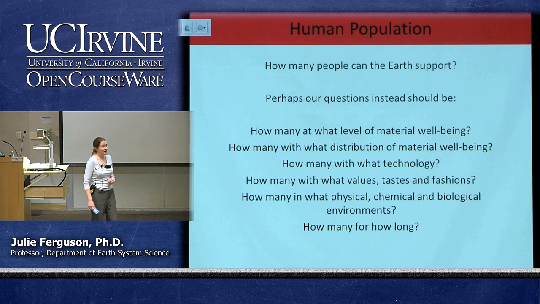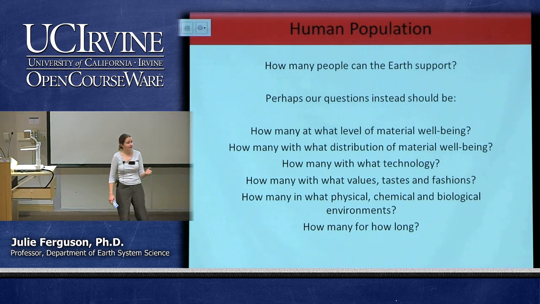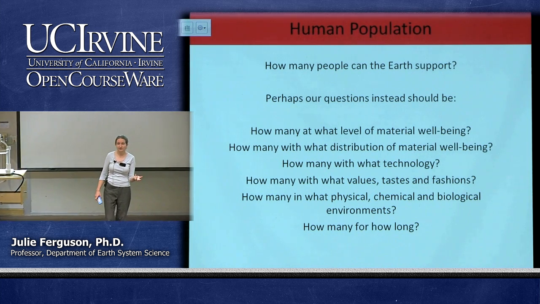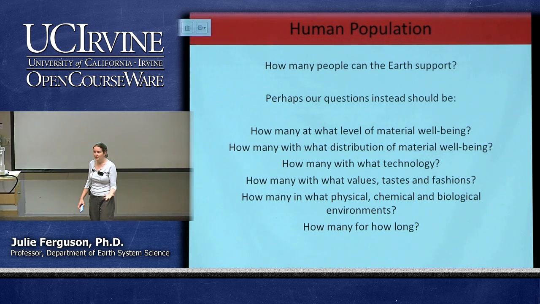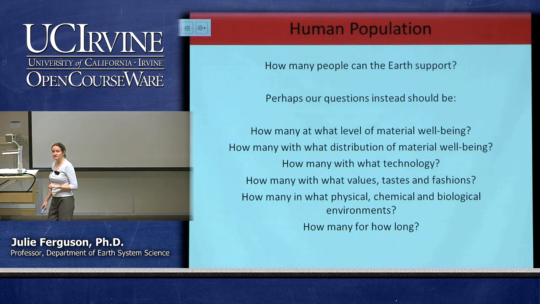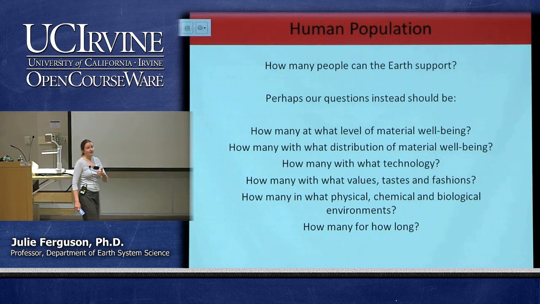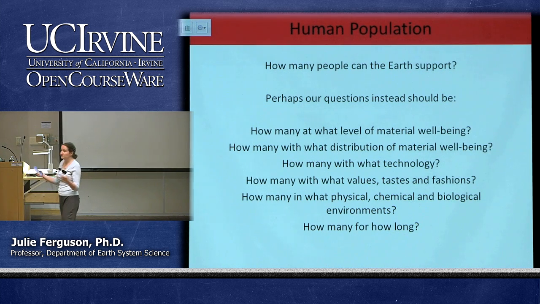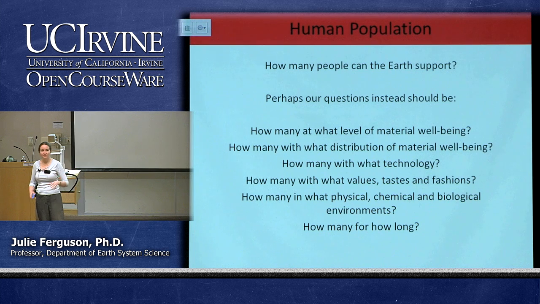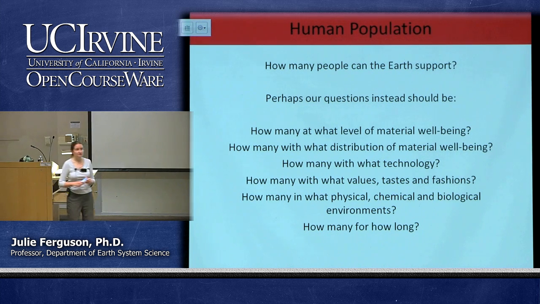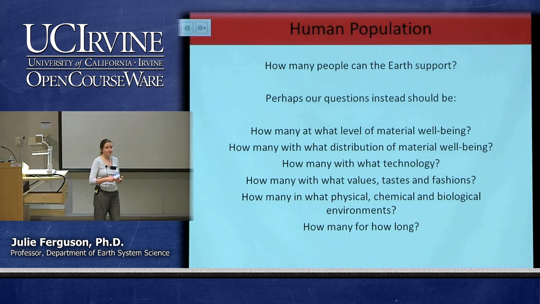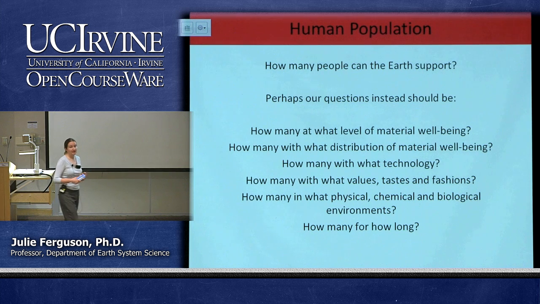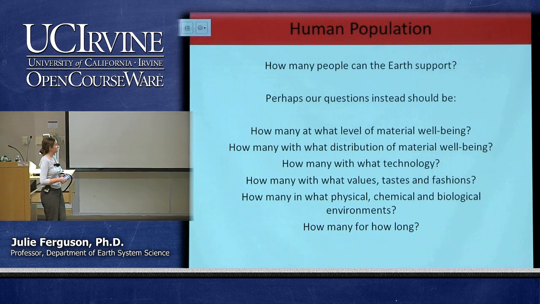My questions are, well, I started off by saying, what is the carrying capacity of the Earth? How many people could we possibly support? I think the better questions to ask are, how many at what level of well-being? How many with what distribution of that well-being? Are we happy to survive here when other areas are much worse off? How many with what technology? How many with what sort of environmental conditions? And how many for how long? I think those are the really important questions to ask.